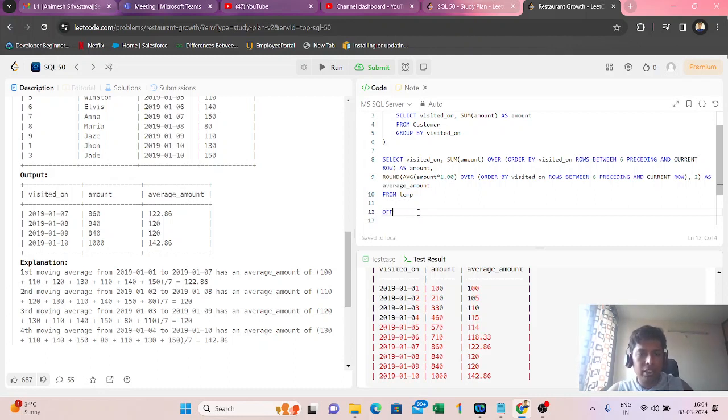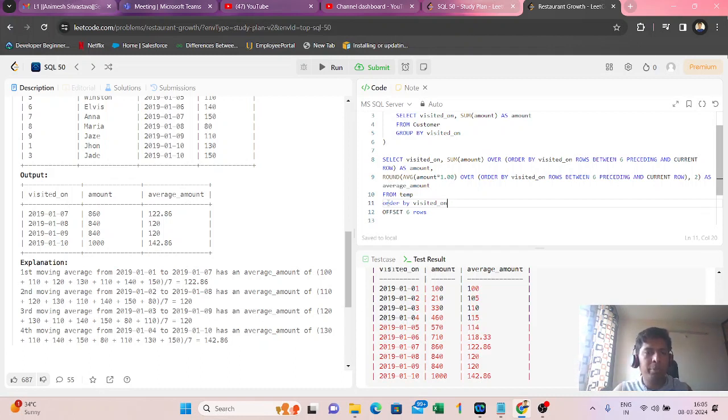This is another clause in SQL where you can just give offset 6 rows and it will remove the first 6 rows from the output. It will not consider them in the output. But one thing is that offset only works with order by. That you have to keep in mind. So you have to give again order by visited on. Though it was not required, we have to use it with offset. So we will have to give this order by.